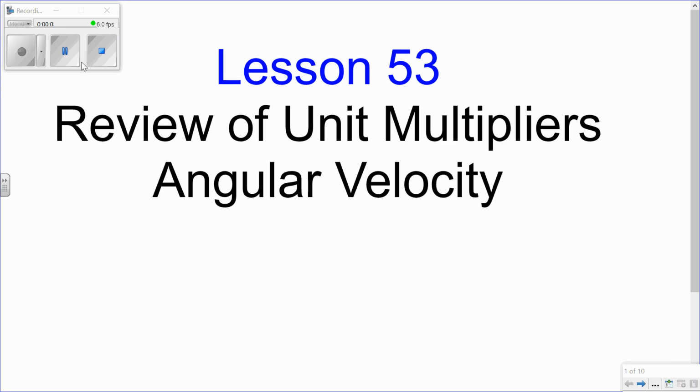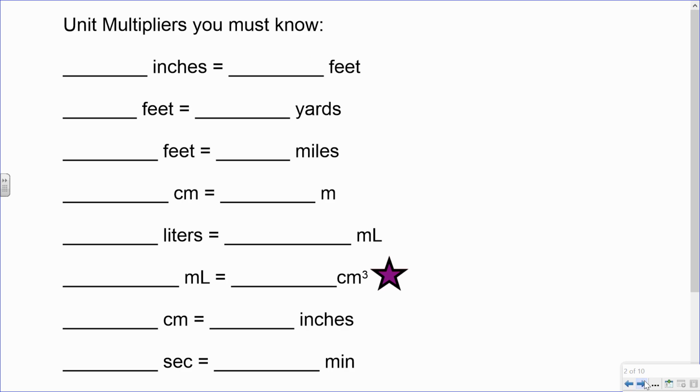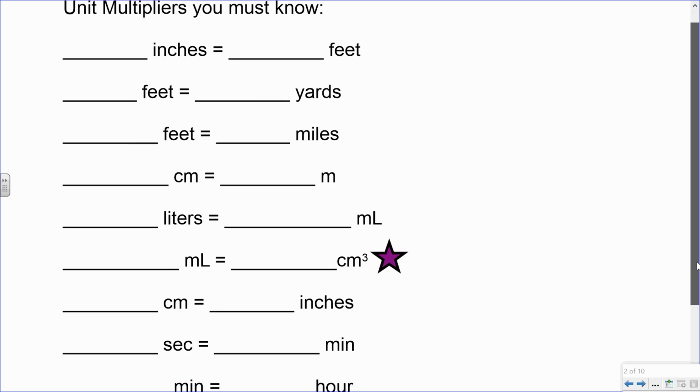So first thing today, reviewing some of our unit multipliers because we will need those as we are finding something new, something called angular velocity. So first thing I want us to do is to review these unit multipliers that should be very familiar to everybody, with the exception of the one with the star. It may be new to some students.